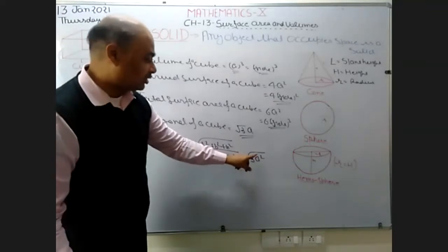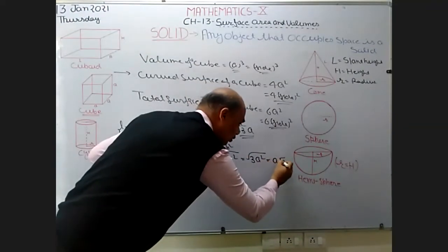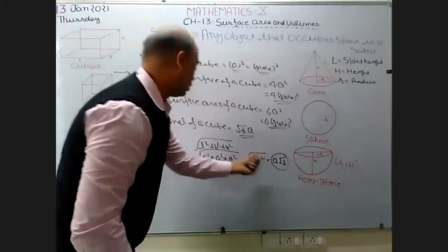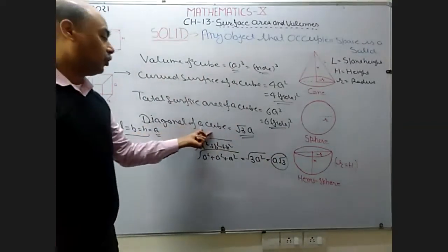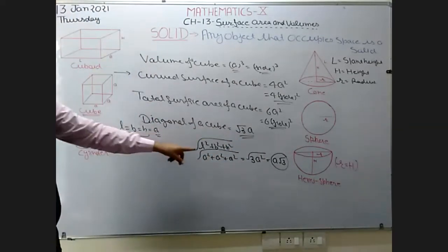Now this square is going to cancel with the square root, so A comes out. So this becomes root 3A. The formula for finding the diagonal of a cube is root 3A.